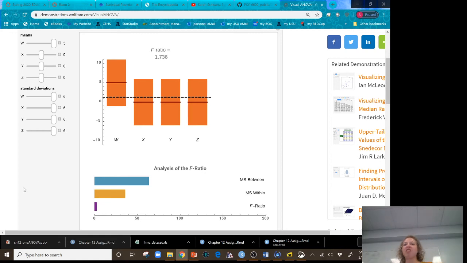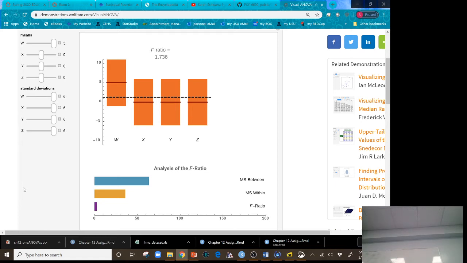I kept the averages all in the same place. What did I do? I changed the spread, the standard deviation. Are any of those groups different? How confident are you that that first group's different? Not really. Why? Because it's the low end of the range. There's some overlap there, right?